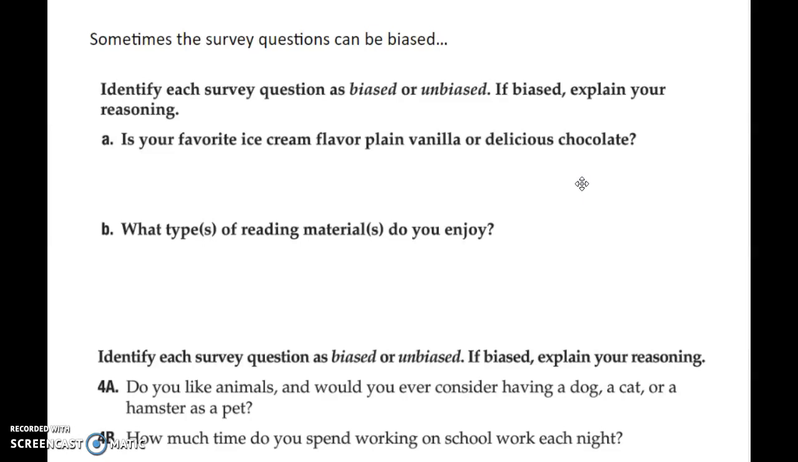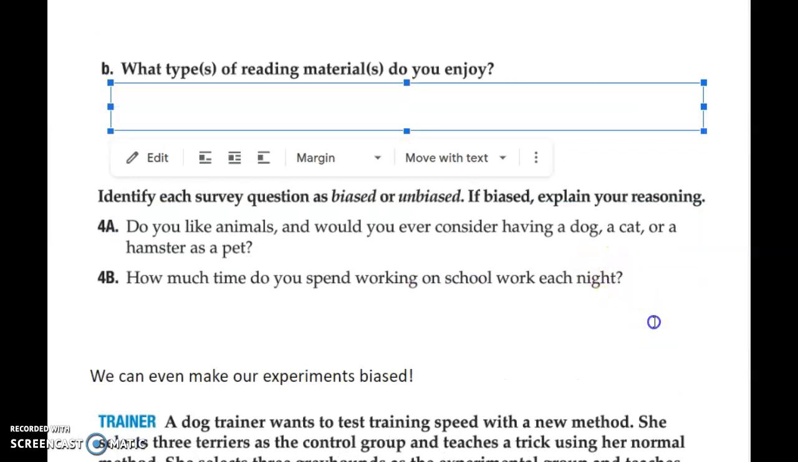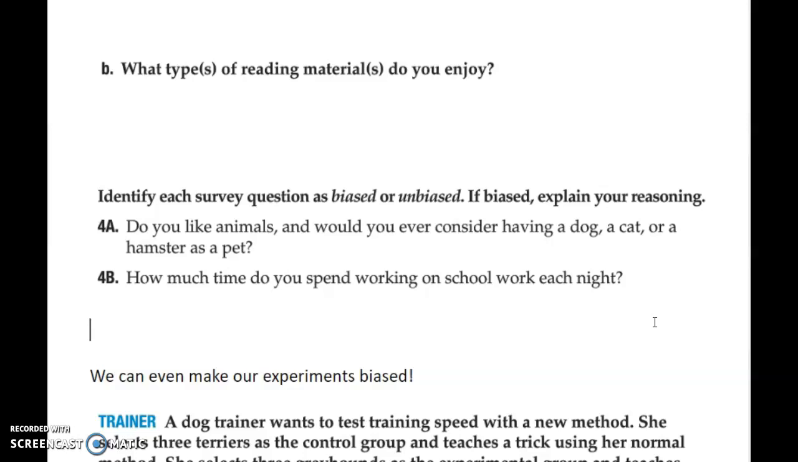B, what type or types of reading materials do you enjoy? That one would be not biased. Here we go. Identify. Do you like animals, and would you ever consider having a dog, a cat, or a hamster as a pet? That one is biased, and the reason is because it addresses more than one issue at a time. First off, do you like animals? Second off, would you consider having a dog, a cat, or a hamster as a pet? For example, right now I do like animals, but we aren't considering having a dog, a cat, or a hamster as a pet just because we don't have a house big enough for that, even though I know a hamster is small. But that's why that question is biased. Too many questions at once.